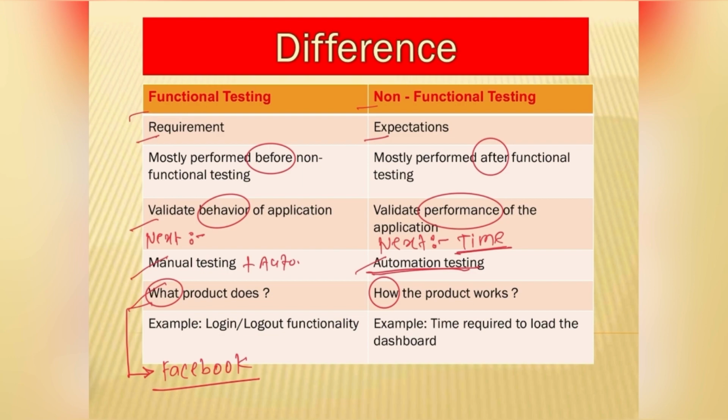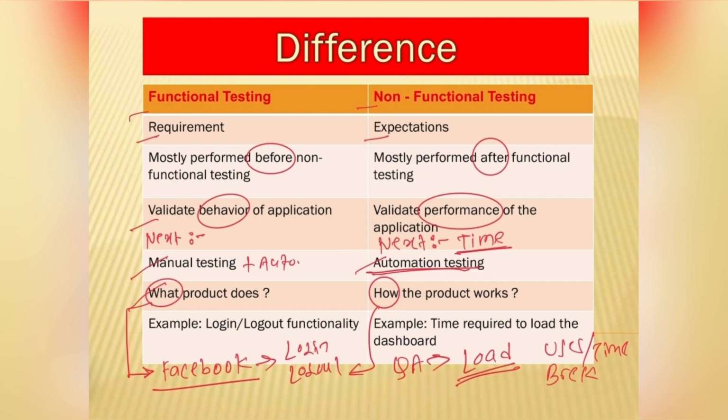For testing Facebook functionally, the QA needs to pay attention towards the key functionalities or key features of Facebook, like login and logout of the application, whether the user is able to send friend requests, accept friend requests, etc. For non-functional testing, QA is mainly concerned with the load the application is able to take, that is, how many users can interact at the same time without any break of the application.